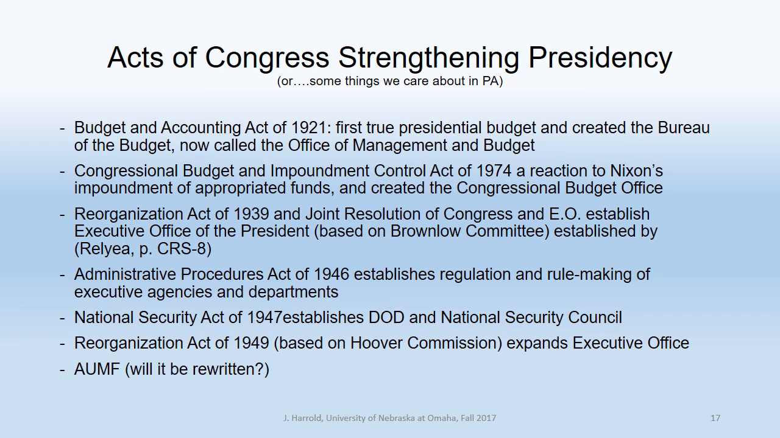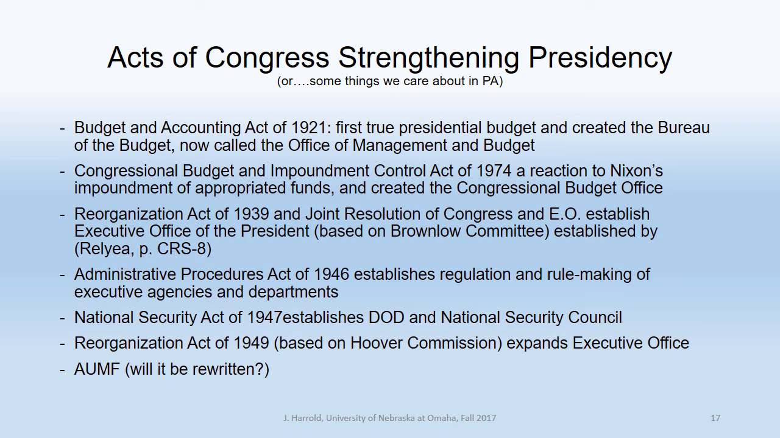It meant that the president presented a unified budget to Congress, which is more convenient, probably, for everybody involved. But it also means that Congress is accepting, in a sense, the strategic plan of the president, even though Congress does have the power to change the budget, and it does. In 1974, Congress passed this act in response to President Nixon's impoundment of appropriated funds. And so that was actually taking back a little ground on the budget.